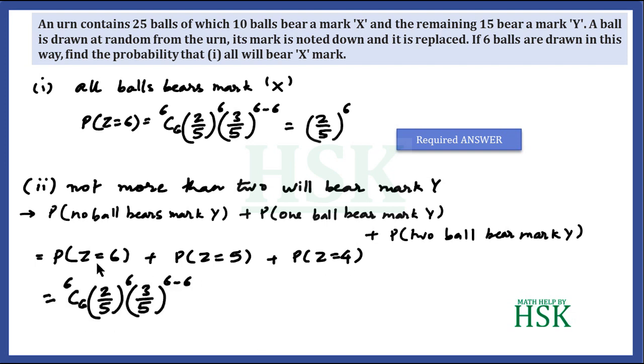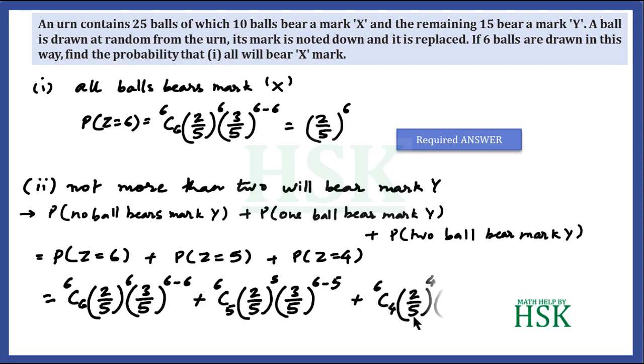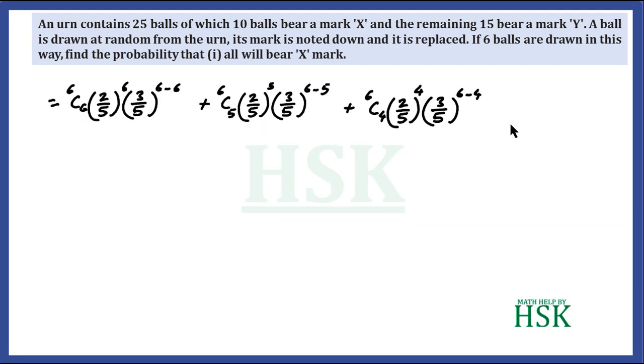And probability of exactly 6 successes can be written like this. Probability of exactly 5 successes can be written like this. Probability of exactly 4 successes can be written like this. So this is 6C6 p to the power of 6 and q to the power of 6 minus 6. Here we have to replace the 3 places where 6 is written with 5 to get the probability of exactly 5 successes, and similarly the probability of getting exactly 4 successes. Now we have to solve them.